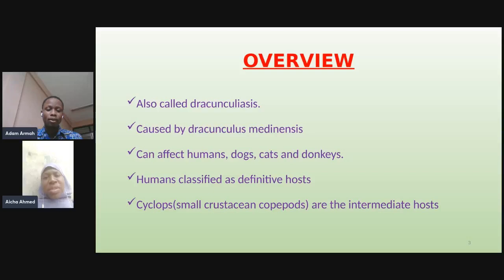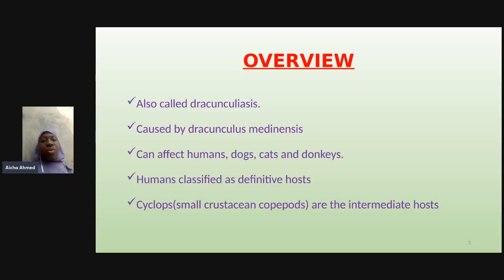So we'll be talking about the guinea worm disease, which is also called Dracunculiasis, and it is caused by the guinea worm parasite. The guinea worm itself, scientifically, is called Dracunculus medinensis. This disease affects not only humans, but animals too. It affects wild animals and domestic animals, such as donkeys, and particularly dogs and cats.